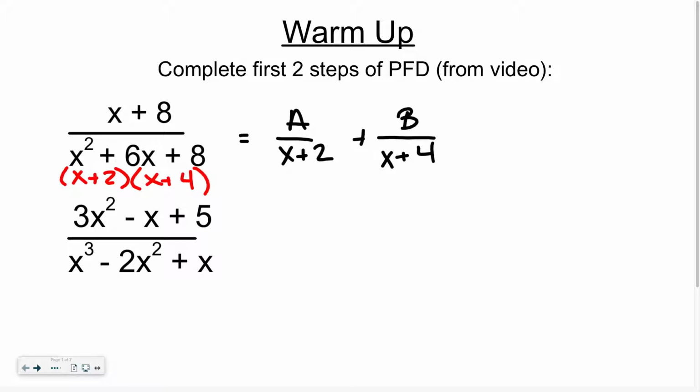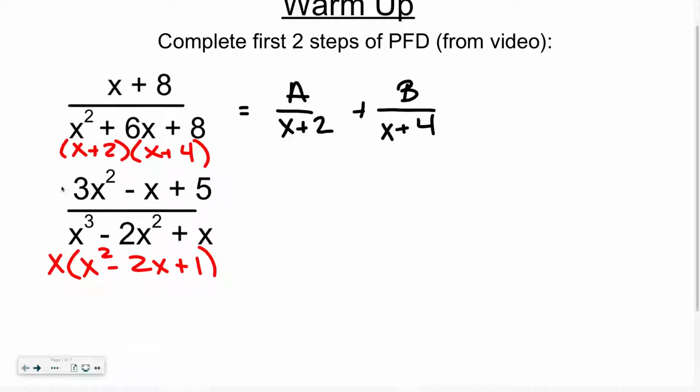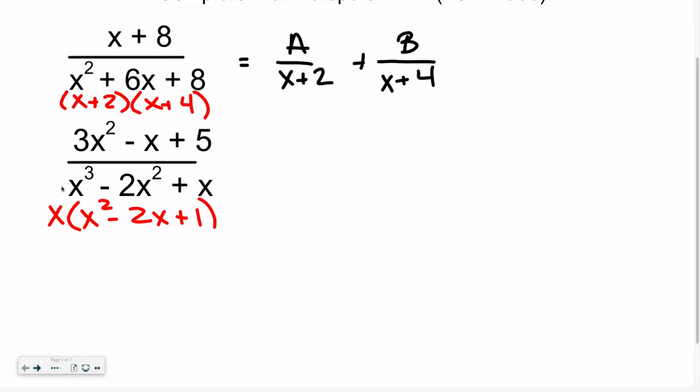Okay, what would you do first to factor the second one? Take out the x, so you're left with x squared minus 2x plus 1. And after you factor once, double check: does anything else factor? Can you factor x squared minus 2x plus 1? Yeah, its factors are (x minus 1)(x minus 1), which could be written as x times (x minus 1) squared. Okay, so that's in its factored form.